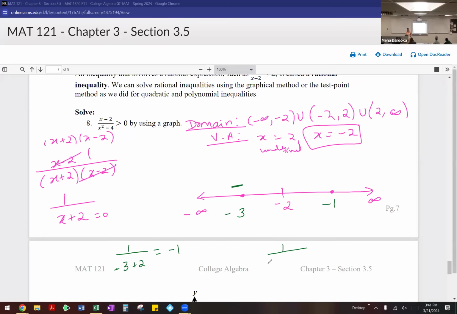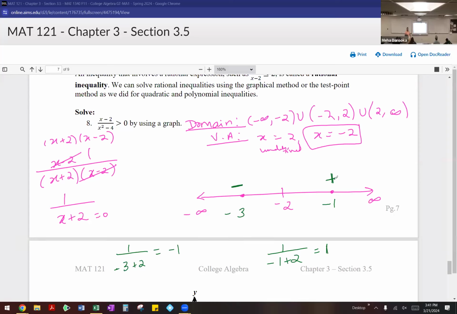With 1 over -1 plus 2, what will that give us? One over 1, so that comes out to be 1, which will be a positive number. And you can kind of see that same thing happening that your textbook was talking about. On either side of the vertical asymptote, you can see a change in sign, right? So we've got negative on the left, positive on the right.